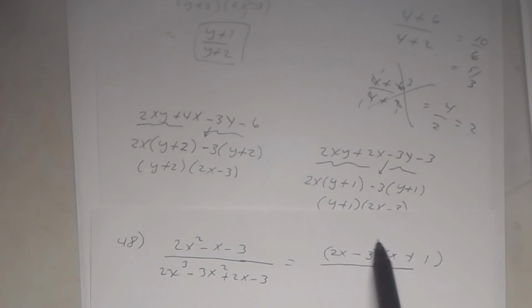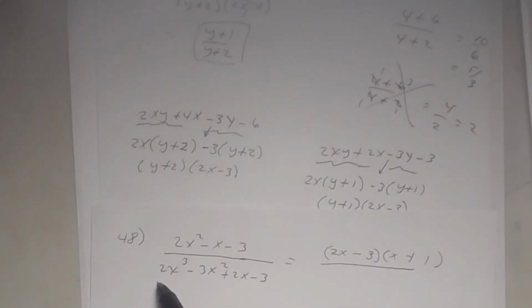2x, negative 3x. When I add them up, I do get negative x. All right, let's deal with the denominator. How do I deal with the denominator? Grouping. Okay?